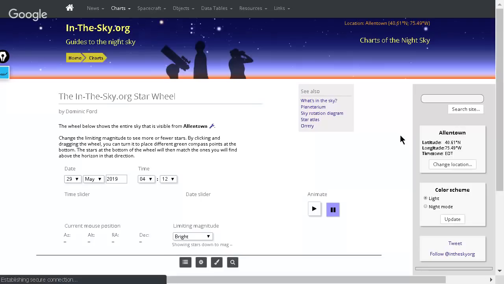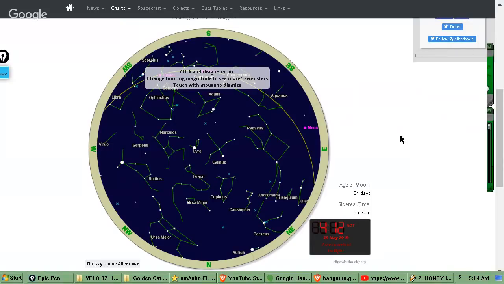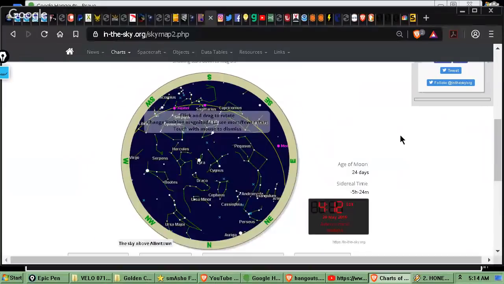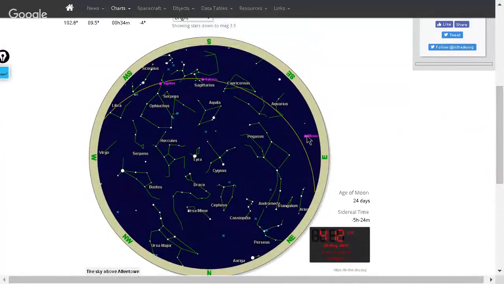But let's just move on to a star chart. If you're not familiar with in-the-sky.org, make your own star chart for what's above your head. As the moon has just risen, it's in a waning gibbous. You'll also see Saturn and Jupiter if your skies are clear enough out on the ecliptic.